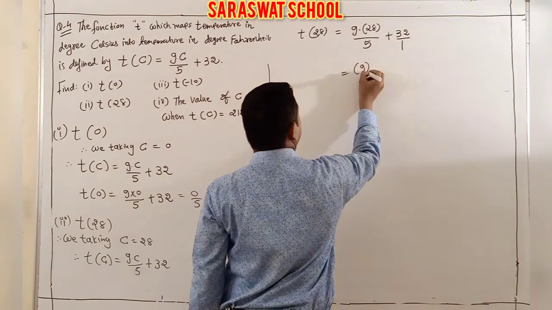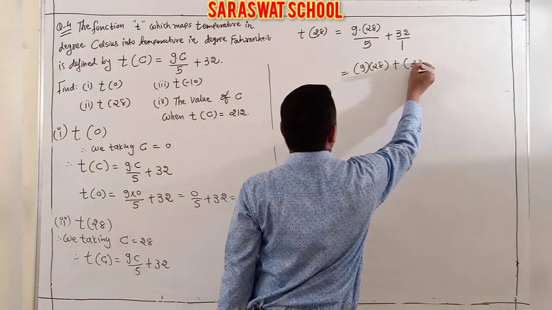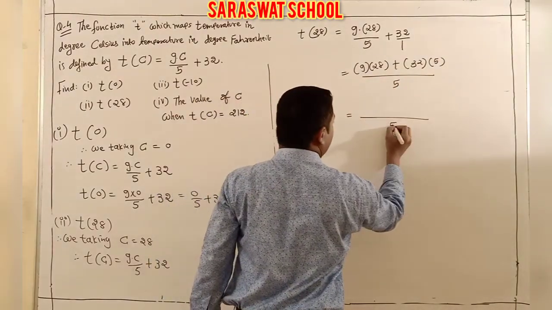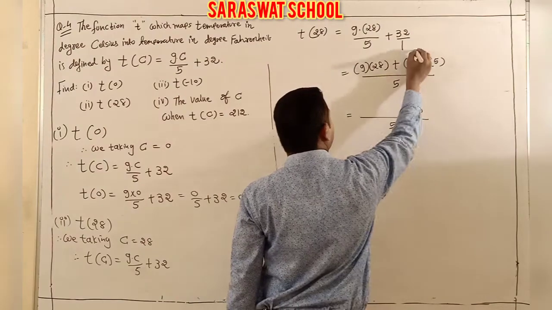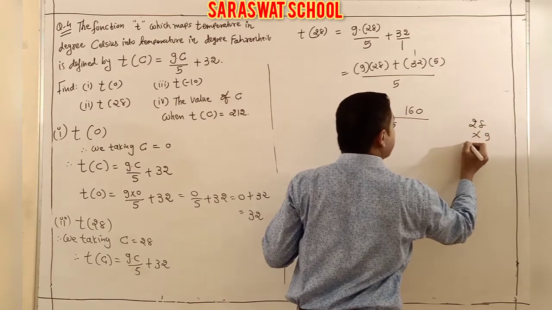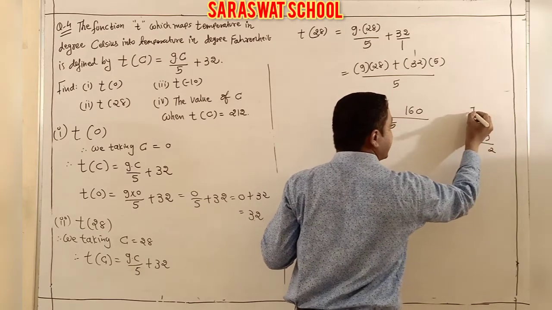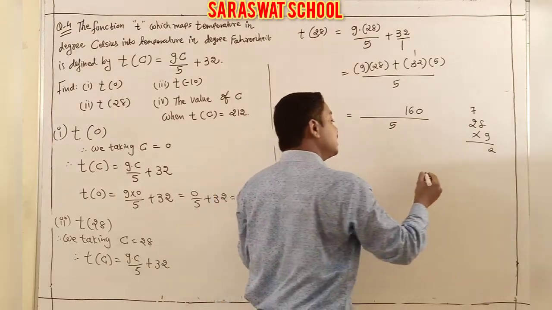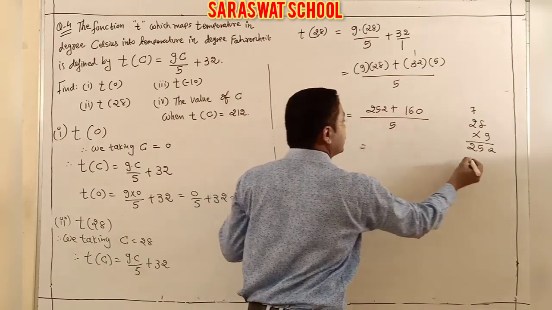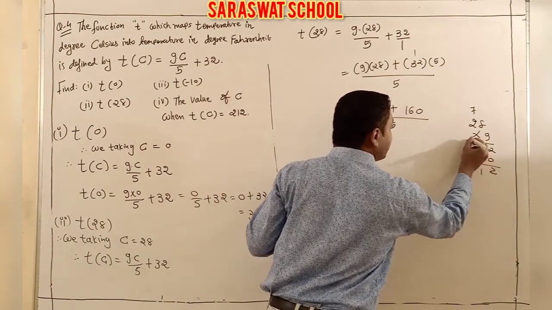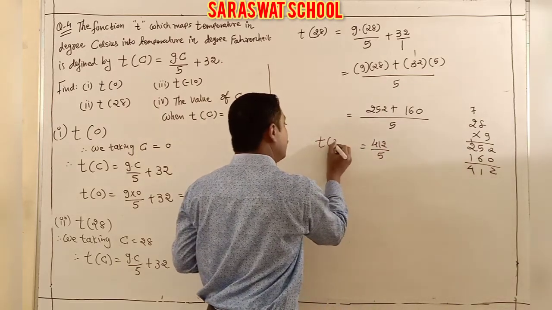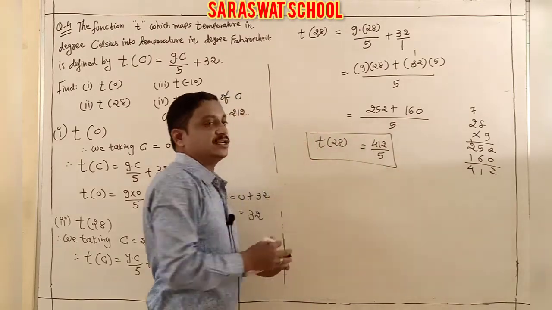Now students, 9 into 28 plus 32 into 5, all by 5. So the LCM is 5. 5 times 2 is 10, 1 carry. 5 times 3 is 15 plus 1 is 16. So 160. And here 9 times 8 is 72, 7 carry, and 9 times 2 is 18, 18 and 7 is 25. So 252 plus 160 is 412, divided by 5. Here is your T of 28. This answer is easy.